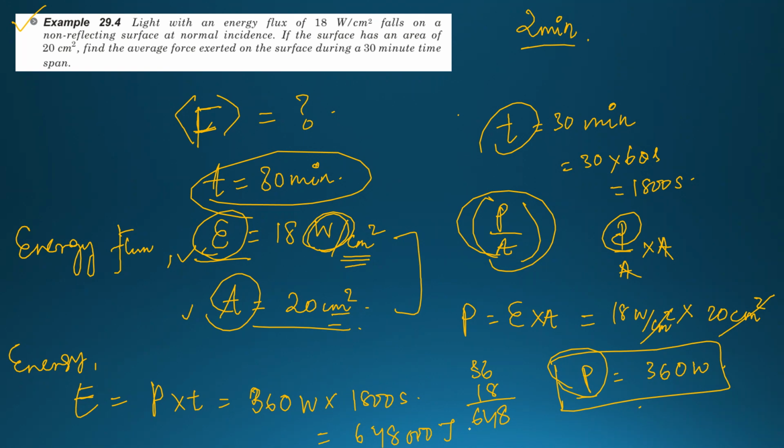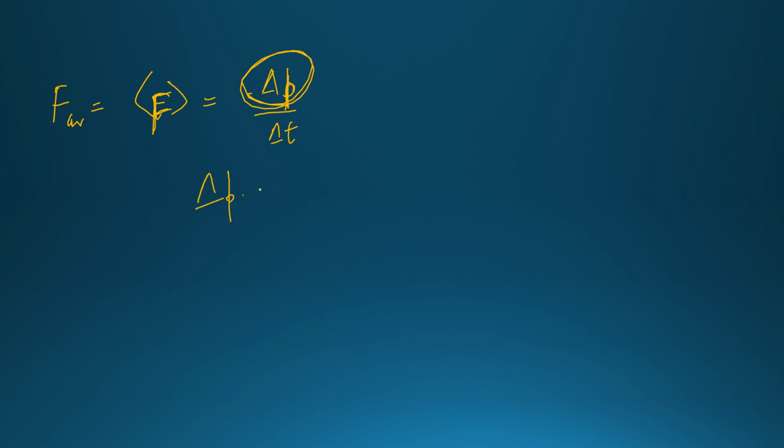What we need is average force. So what is average force? I will write average force as F. Average force is equal to del P by del T. Del P here is momentum, change in momentum by change in time. Or del P by del T is your F average. So how will I get del P now? Change in momentum, how will I get it?